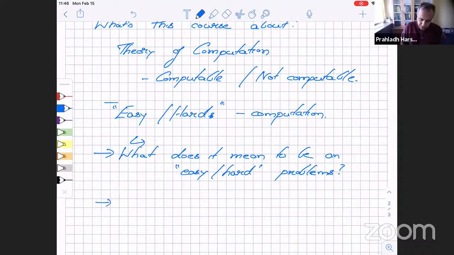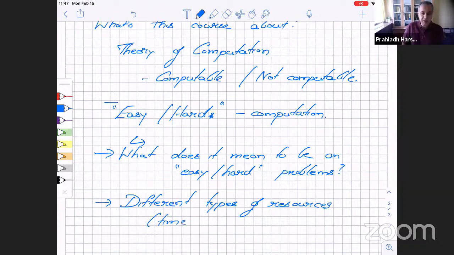And of course, as we already said, easy or hard depends on the eyes of the beholder. What does beholder mean? It depends on with respect to what resource it is hard. So we'll study various types of computational resources. The most standard one is time. Is it easy with respect to time? Is there a fast algorithm for this, or does every algorithm take too much time on it?